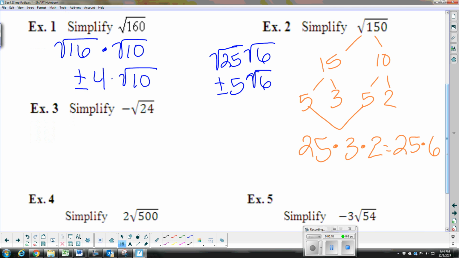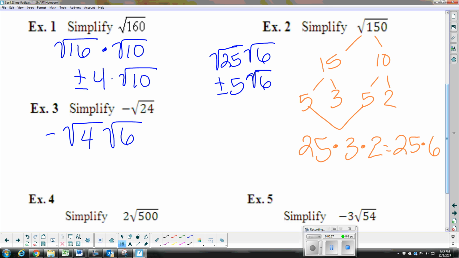All right, then this next example, negative square root of 24. So we're going to keep that negative sign there. What's the biggest perfect square we can find for 24? We have the square root of 4 and 6. So negative square root of 4 times the square root of 6.